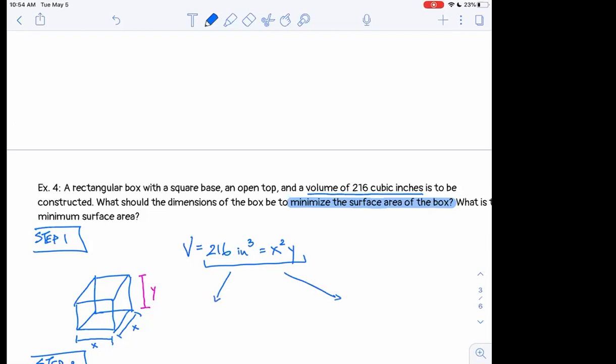So if I want to get y by itself, the only thing I need to do is take the 216 and divide it by the x squared. If I want to isolate the x, then I would divide the y away first. And then how do I get my x by itself here? You square root it. Yeah, you square root it.